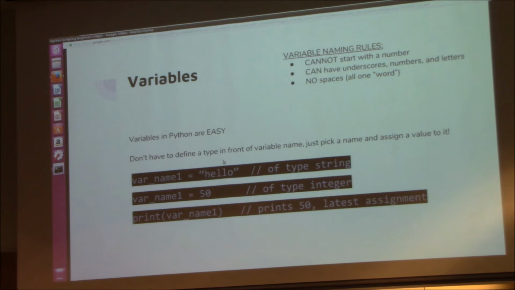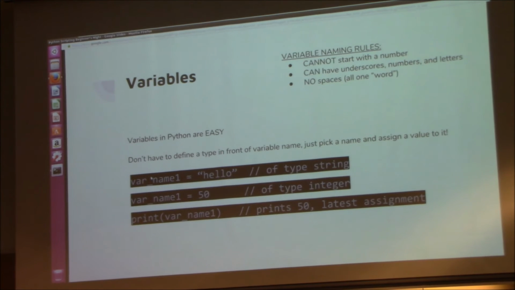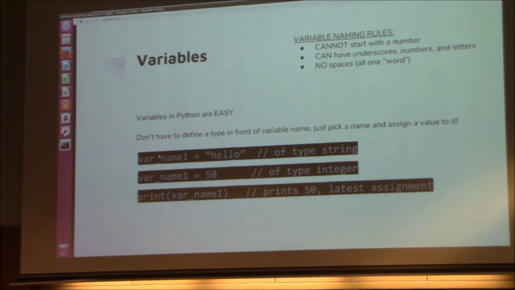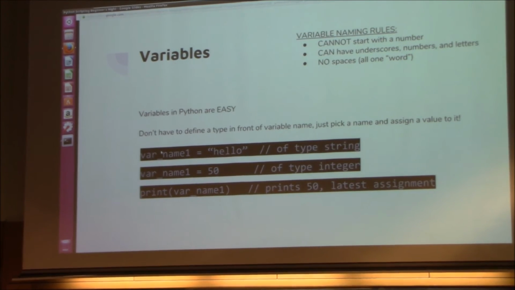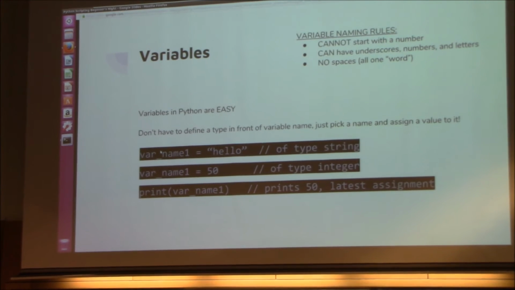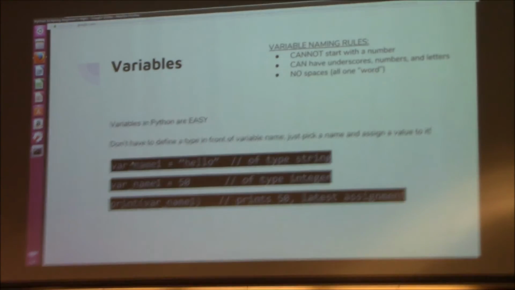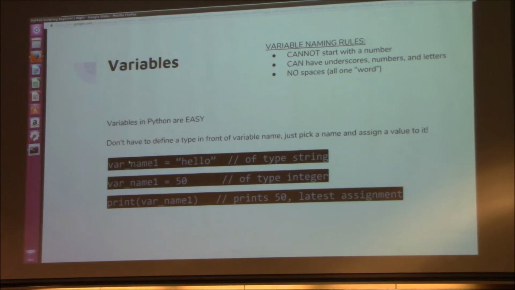Okay, so variables in Python. This is one of the reasons that Python is so nice, because you don't have to worry about defining a type for the variables. You basically just give it a name. You just think of it as a label, and you are assigning a value to that label. So I can assign a string hello to var_name1 as my variable name. I can also, in the very next line, assign an integer value, and there's not going to be any error. Now, if you try to do that in C or Java, you're going to have problems. So if we try to print that out, it's going to print 50 because it just worries about the last thing that it was assigned.